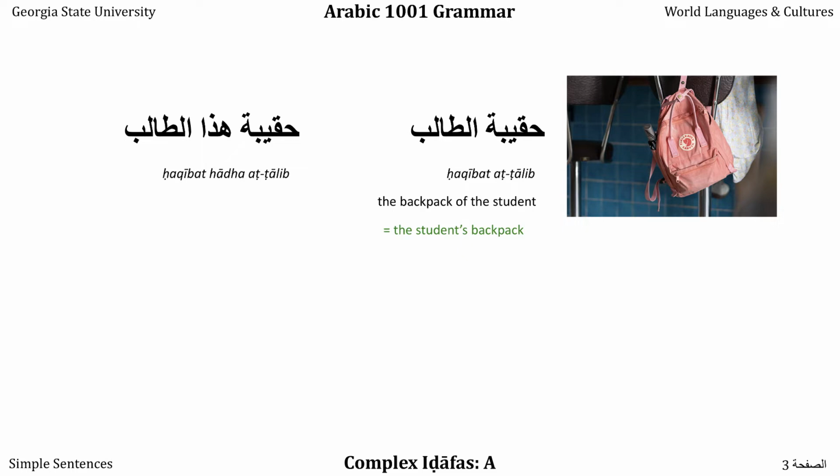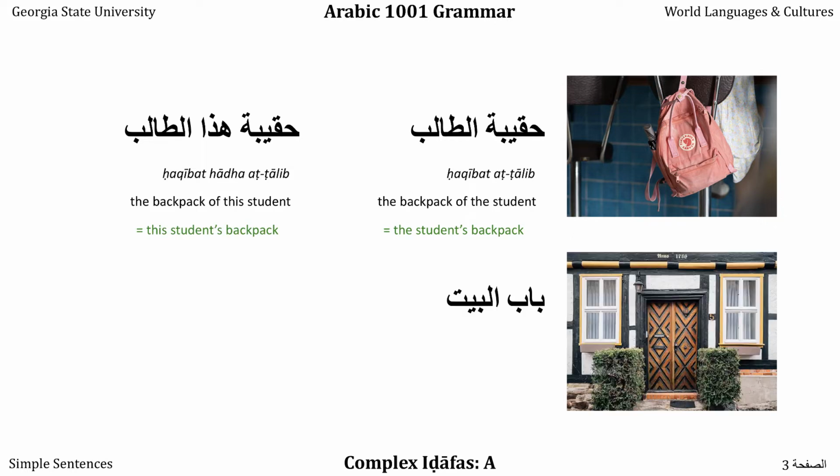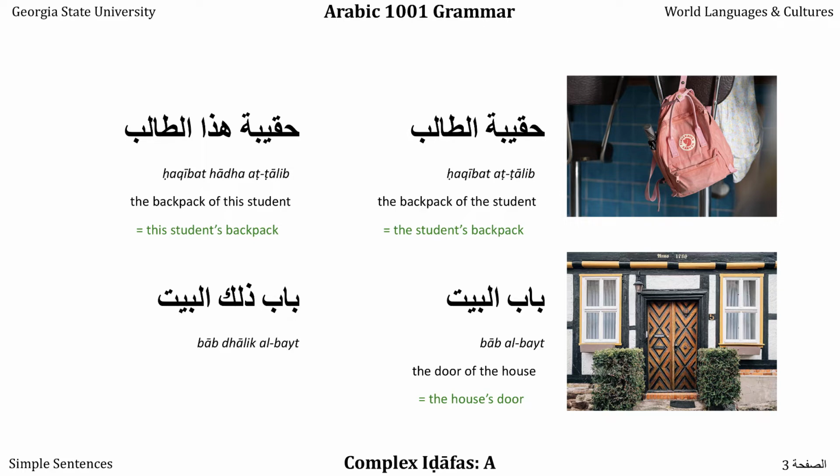We can make this a little more complex by saying haqibat hadha talib. We will put the word hadha for this in between the two words and make it a three-word idafa, the backpack of this student, or this student's backpack. We can look at this door and say bab al-bayt, literally the door of the house or the house's door. We can put the demonstrative dhalik for that in between the two words and get bab dhalik al-bayt, which means the door of that house or that house's door.